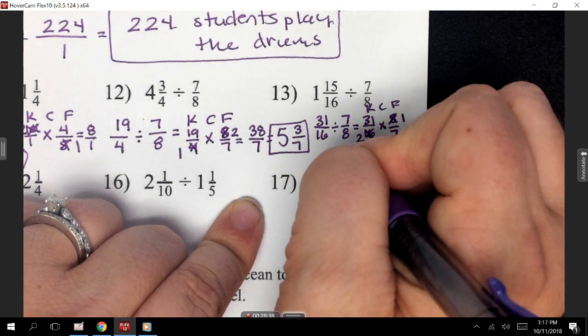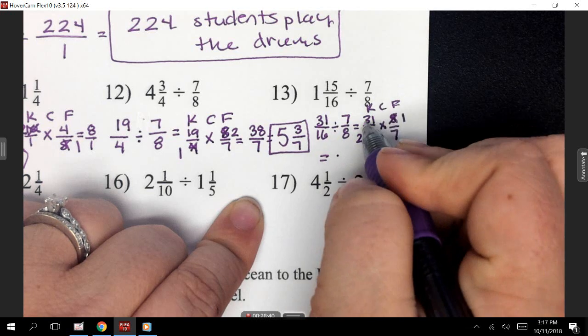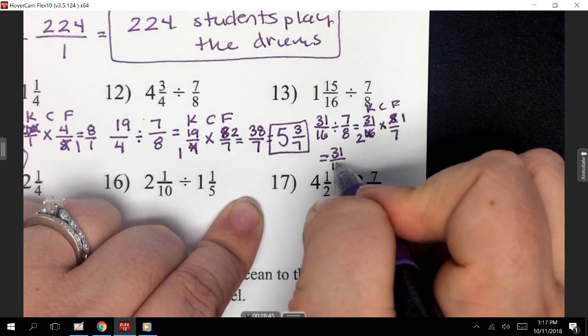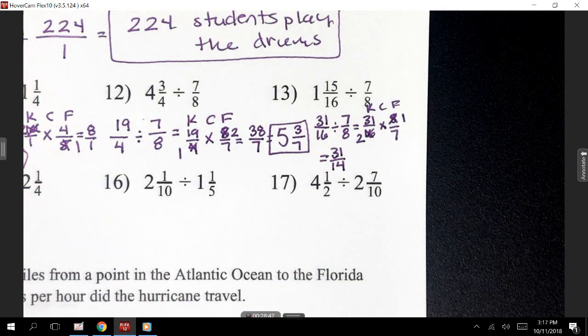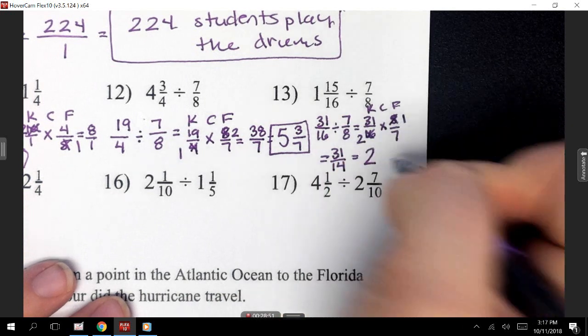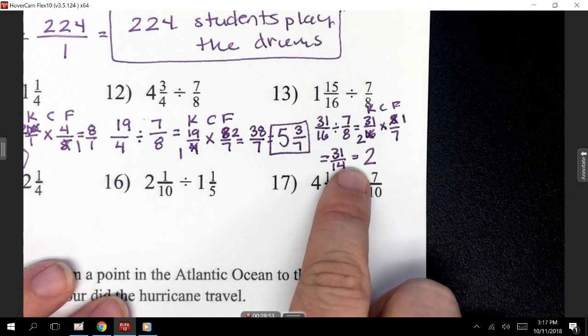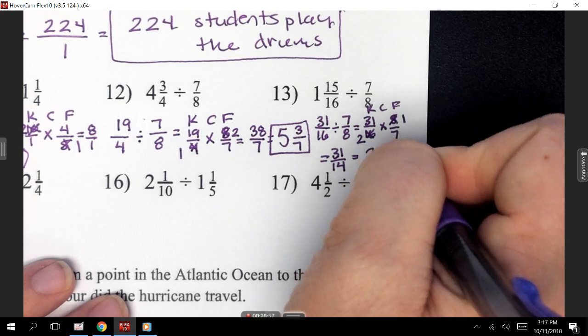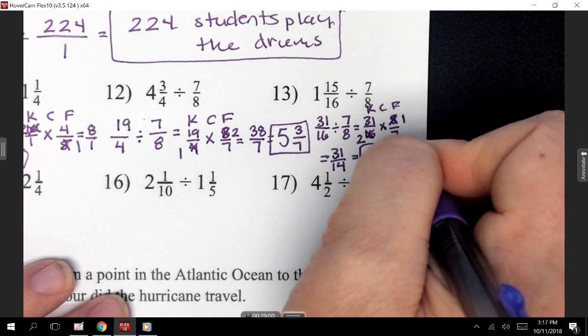So now on the top, when I multiply, I'm going to come down here. I get 31 times 1, which is 31, and 2 times 7, which is 14. So now I've got to do some division. I know 14 goes into 31 twice, which gives me 28. Going from 28 to 31, I should have 3 left over, so I get 2 and 3/14.